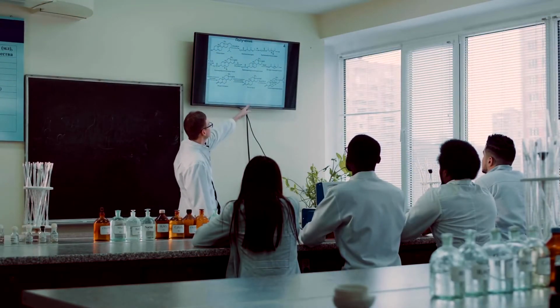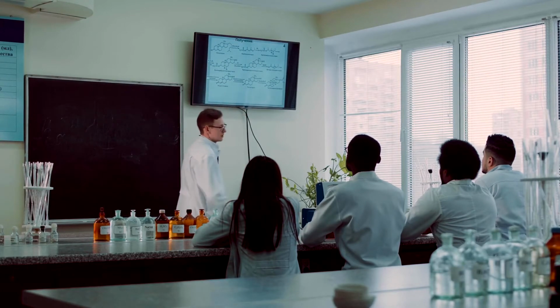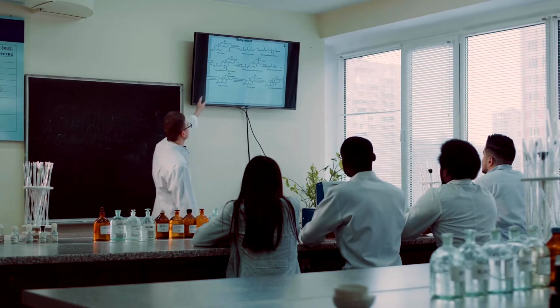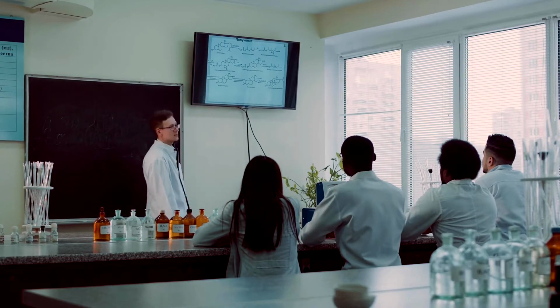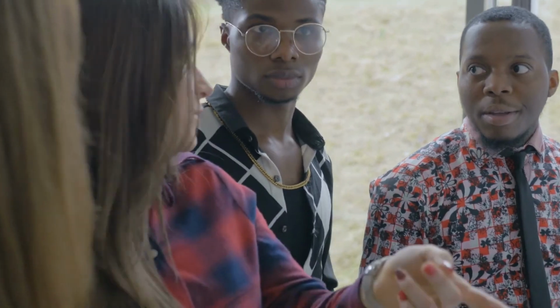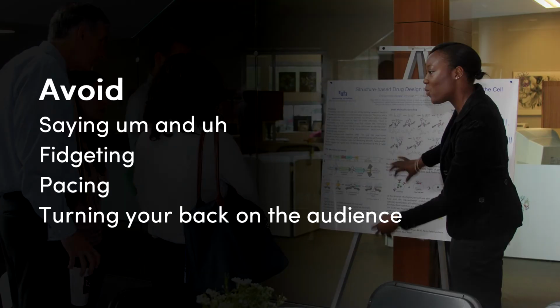Spend time with each data slide, beginning with a brief introduction of what experiments you performed and why. Plan transitions from one slide to the next to tell the story of your research progression. What you say should be a summary that correlates with what is in your slide, and not a complete dictation of your slide. Avoid saying "um" and "ah." Avoid fidgeting, nervous laughter, and pacing. And avoid turning your back on the audience.